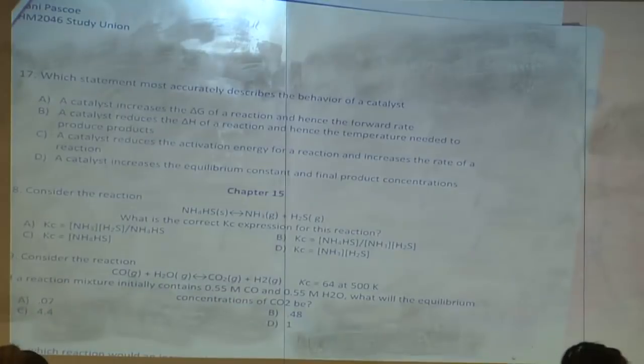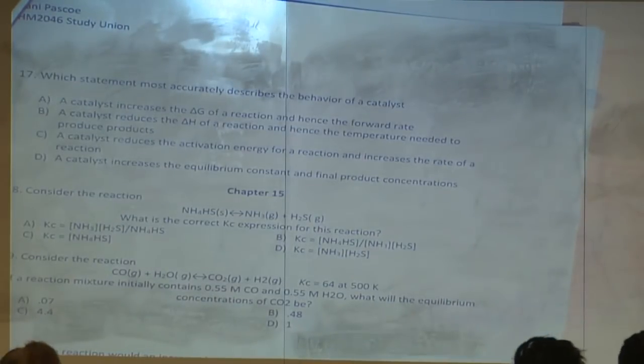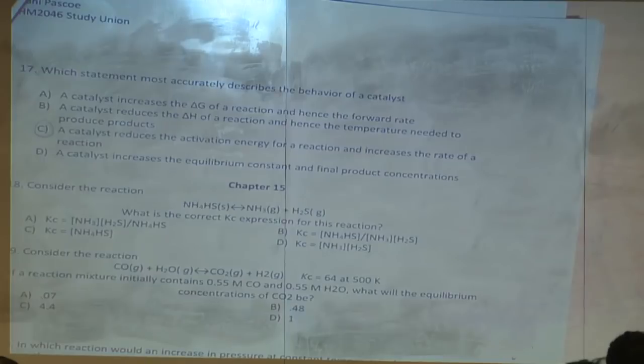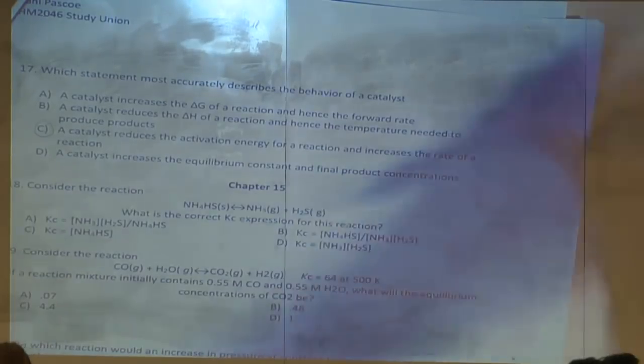Okay. 17 is just the definition of a catalyst. So a catalyst decreases the activation energy. So the only one that says anything about activation energy is C. So a catalyst reduces the activation energy of reaction and increases the rate of the reaction. Okay. Does anybody have any questions on the stuff I just did for chapter 14? Nope. Okay. Now we're going to go to 15.